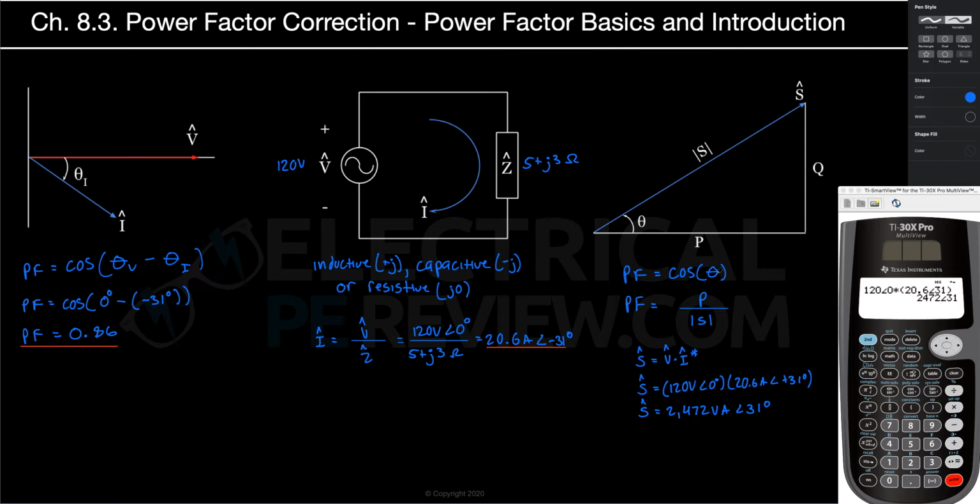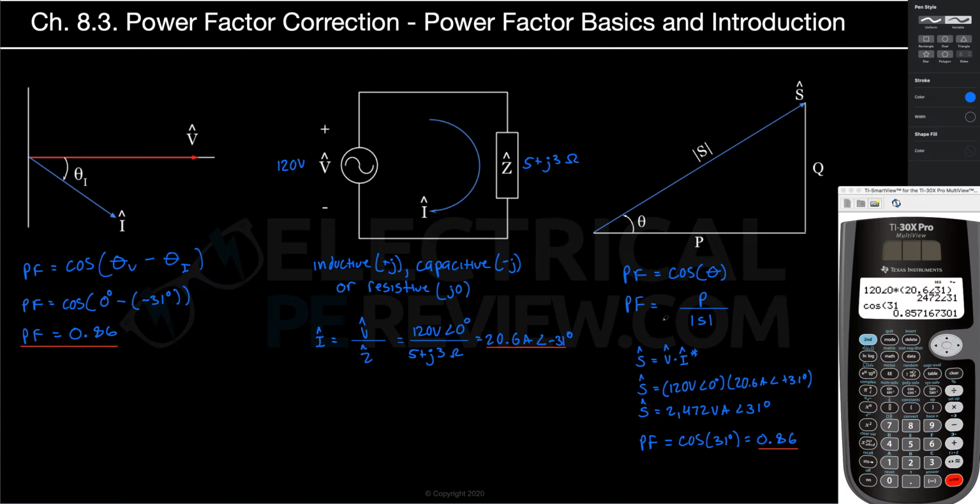All right, using this formula up top, let's say power factor equals cosine 31 degrees. So power factor equals, on our calculator, cosine of 31 gives us the same 0.857, or rounded to 2 decimal places, 0.86. All right, let's use this second formula for power factor.